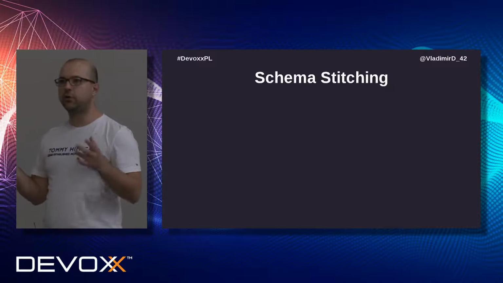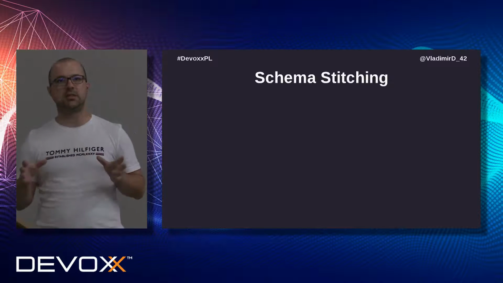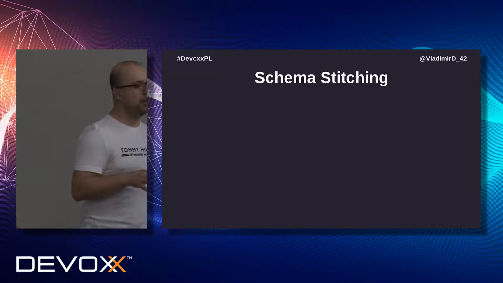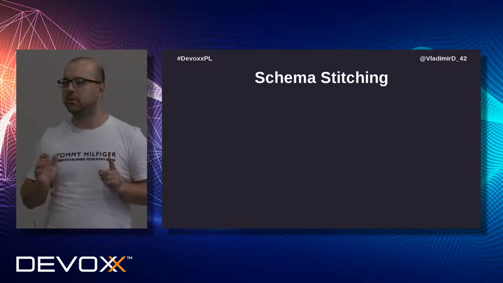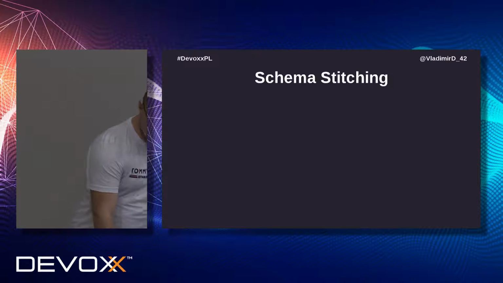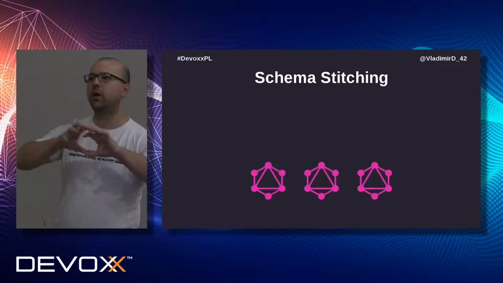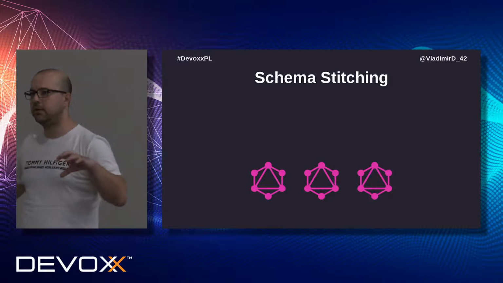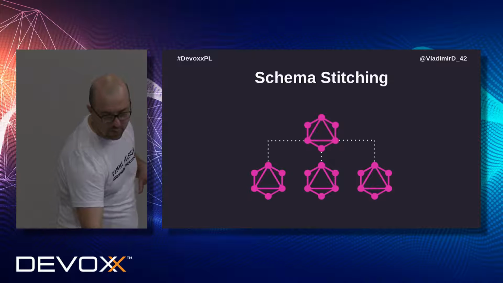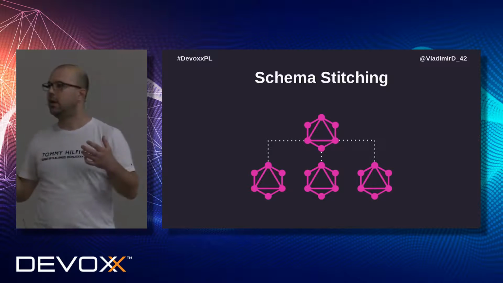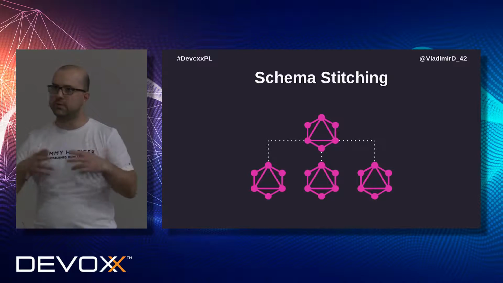An additional way you can combine multiple schemas is schema stitching. At the moment, this exists only in the JavaScript world, but it is probably going to come into the Java world also. What it means is you have multiple GraphQL APIs somewhere in the backend, and all of them talk to a single GraphQL API in front, which on the fly is going to merge all the schemas.